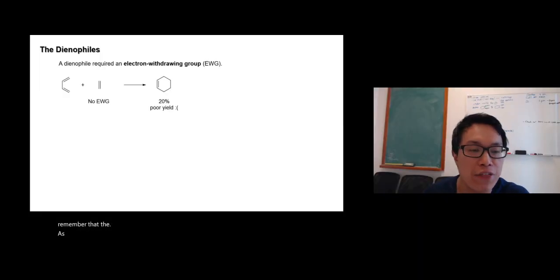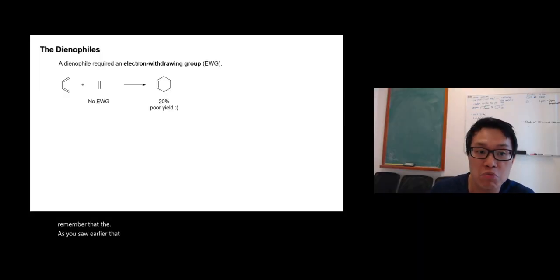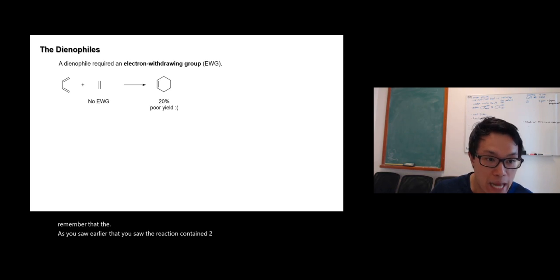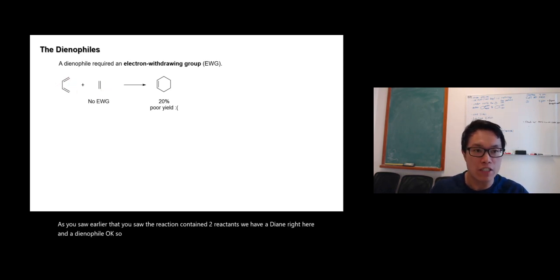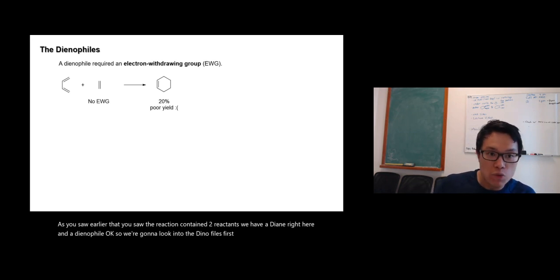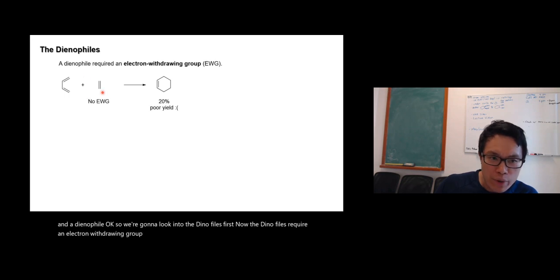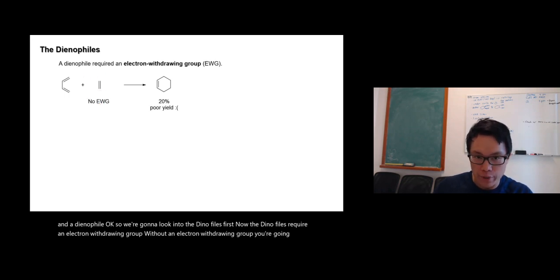As you saw earlier, a Diels-Alder reaction contains two reactants. We have a diene right here and a dienophile. Okay, so we're going to look into the dienophiles first. Now, the dienophiles require an electron withdrawing group. We're going to talk about the electron withdrawing group later, right?